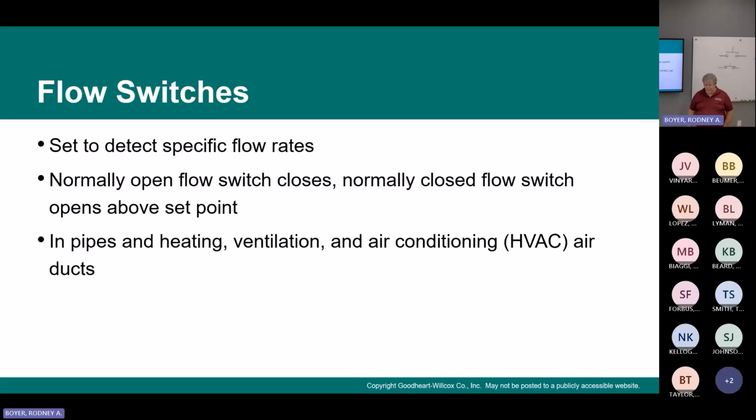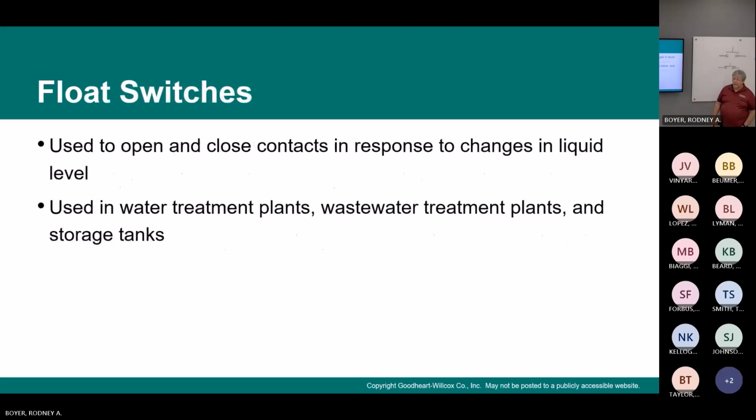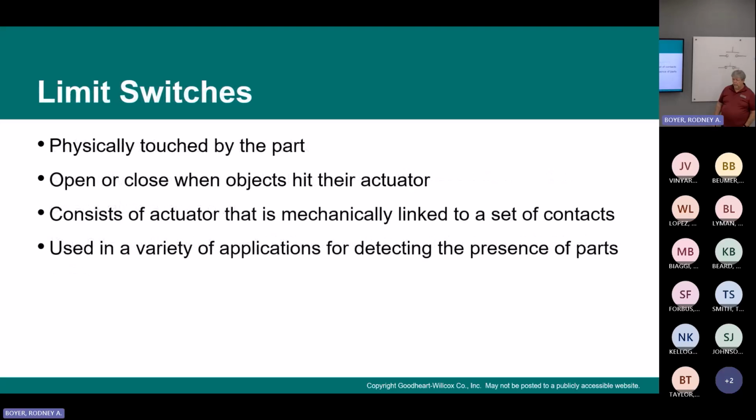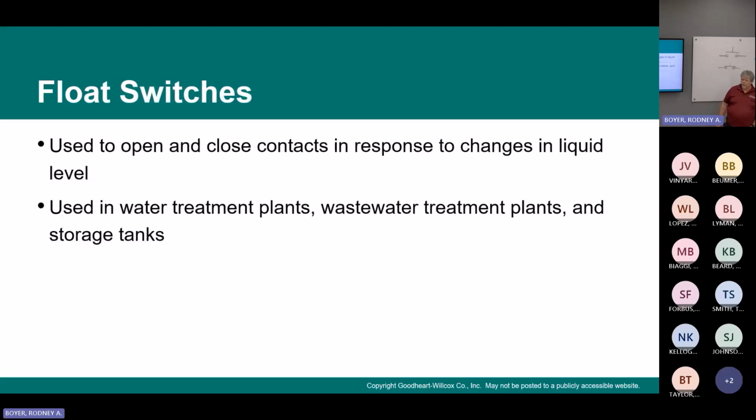Flow switches are set to detect specific flow rates in pipes, heating, and ventilation. They can also detect liquid flow in a pipe, that sort of thing too. Float switches. Oh, that's a level switch, wasn't it? Yeah. A float opens and closes contacts in response to a change in the liquid level. Most of your liquid level switches are float.